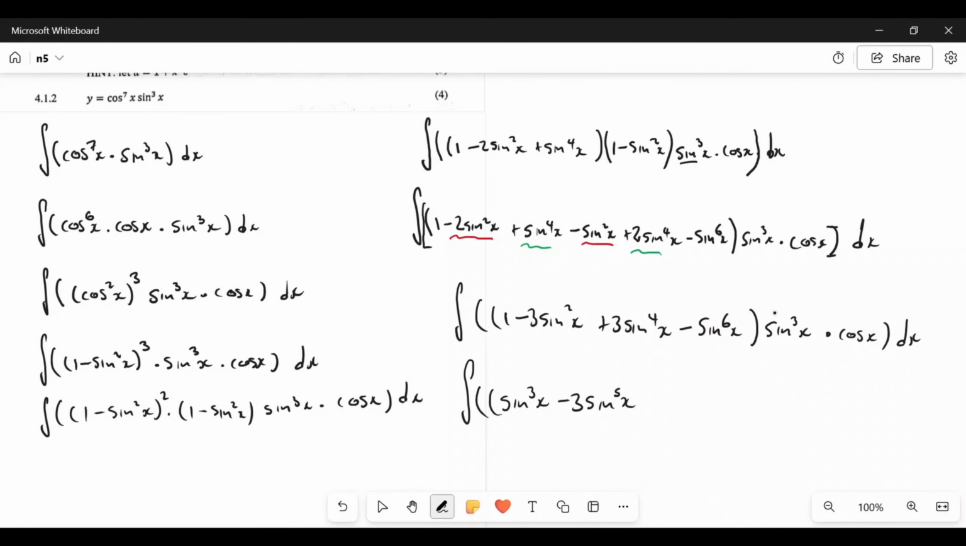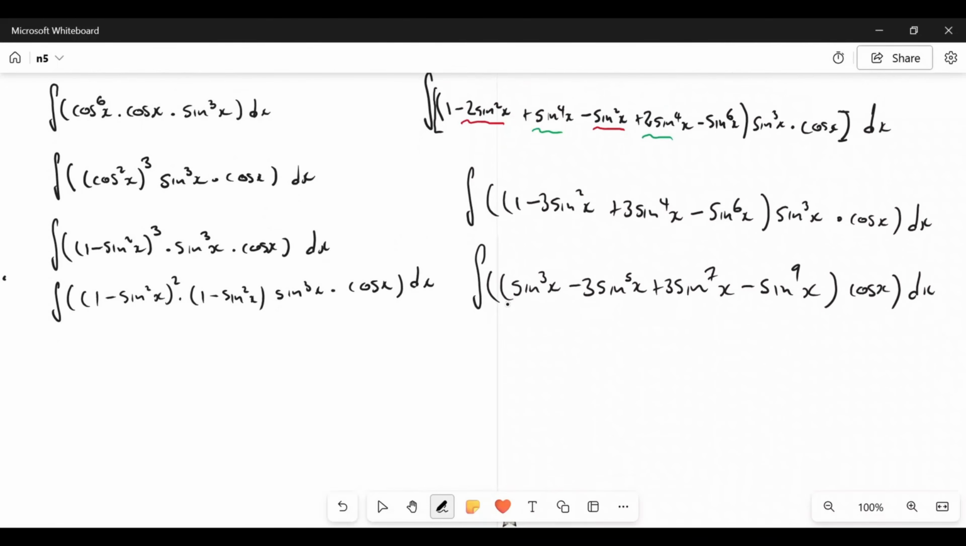There we go. And then we multiply this sin³x with 3 sin⁴x. This gives us plus 3 sin⁷x. Minus, and then we multiply this sin³x with negative sin⁶x. That gives us negative sin⁹x. There we go. Close bracket. So we are left with what here? Cos x, close bracket, dx.